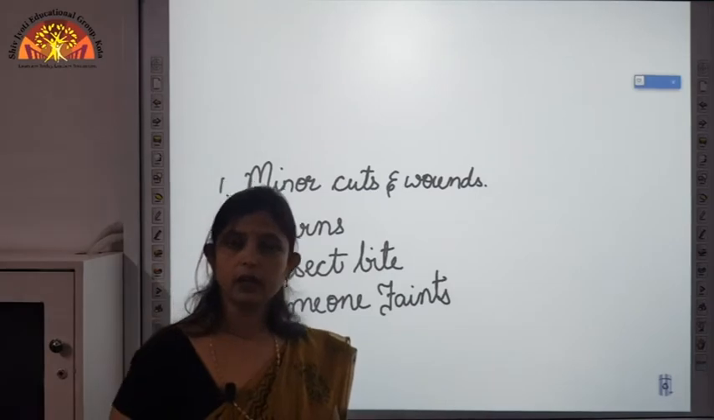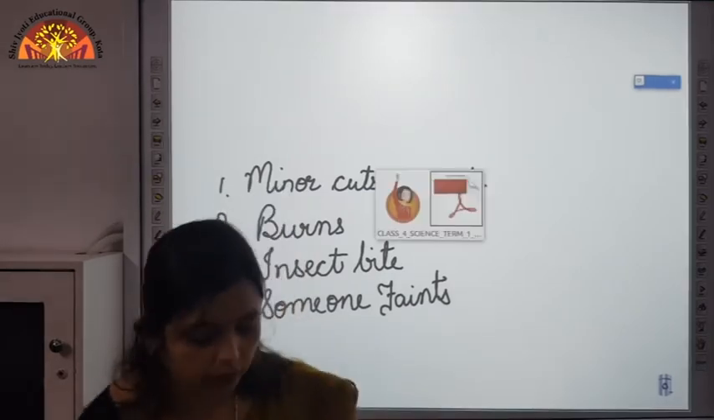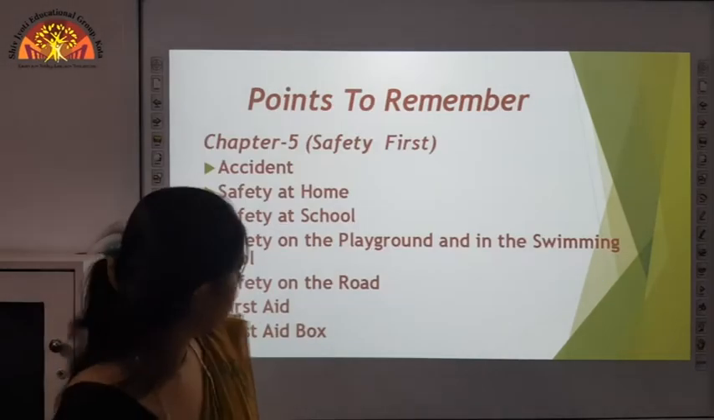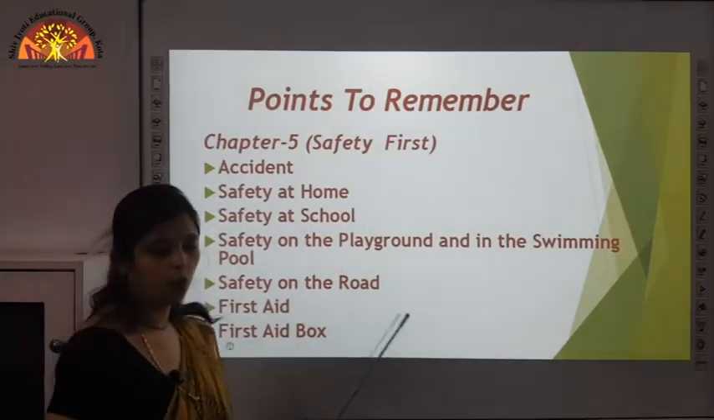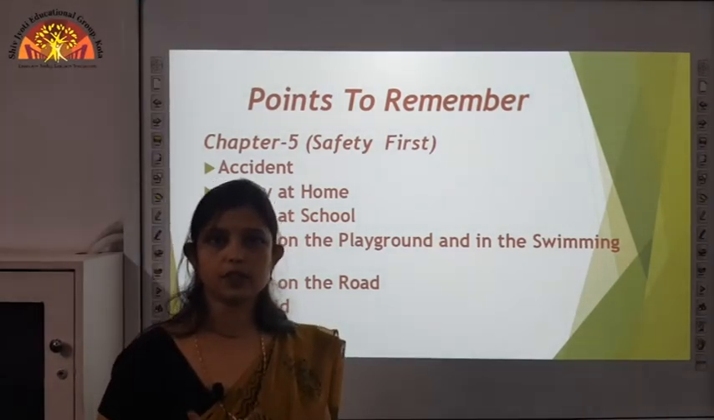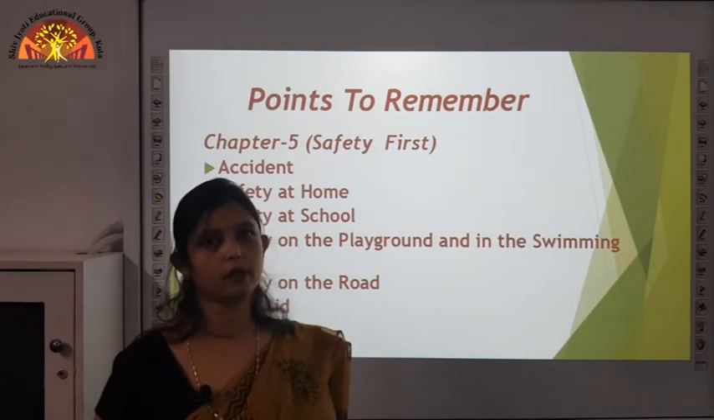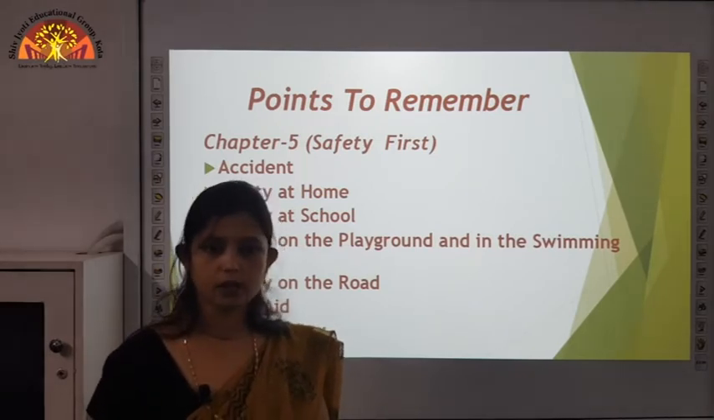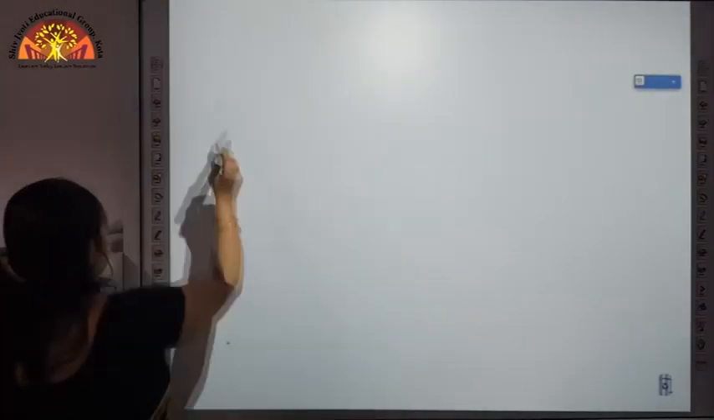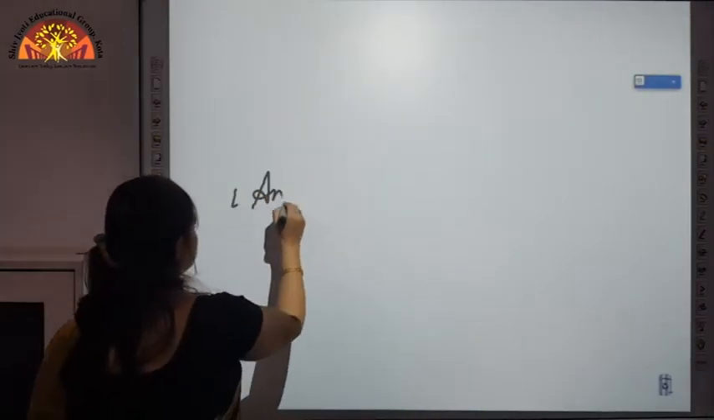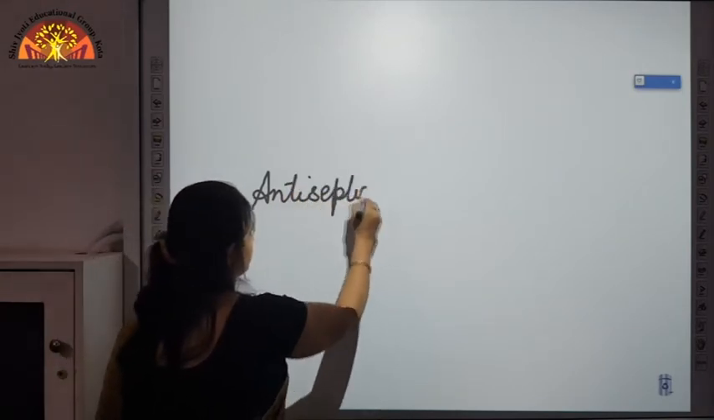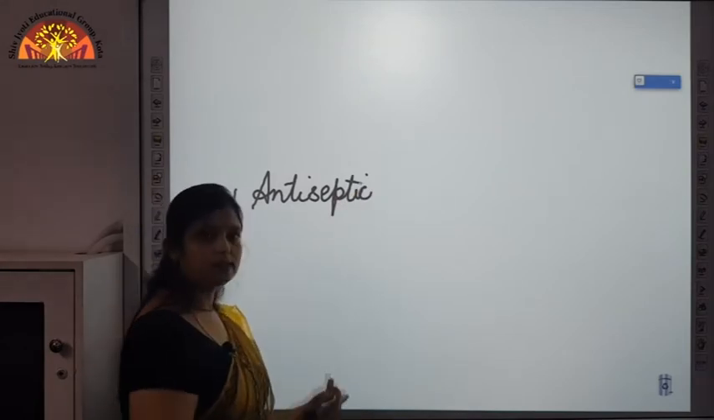Now students, for giving first aid, we should have a first aid box. Now what is this first aid box? A first aid box is a box which contains all the necessary things which are required to give first aid. Now what are these necessary things? These necessary things are antiseptic. Any antiseptic you can keep, like Dettol, Savlon.